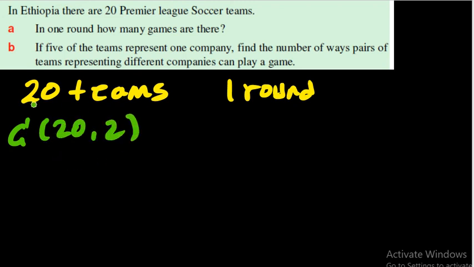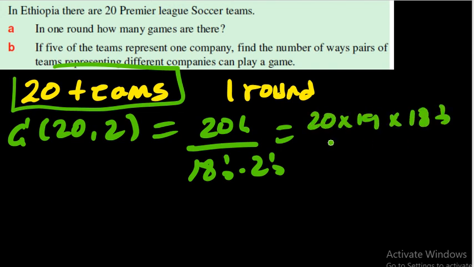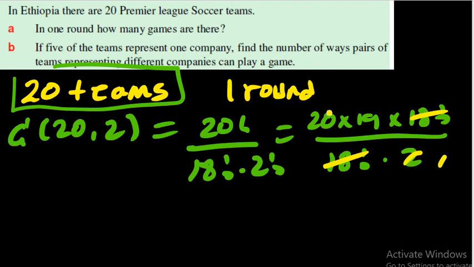Because from 20 teams, we have to combine them in 2. So the total number of selections will be 20 factorial over 20 minus 2, which is 18 factorial, times 2 factorial. This is the same as 20 factorial, which means 20 times 19 times 18 factorial. I can stop it here. Divide by 18 factorial times 2. 2 factorial is just 2. So cancel it. Then by 2, 1; this by 2, 10. 10 times 19 will be 190. So in the first round, how many games will be there? 190 games.